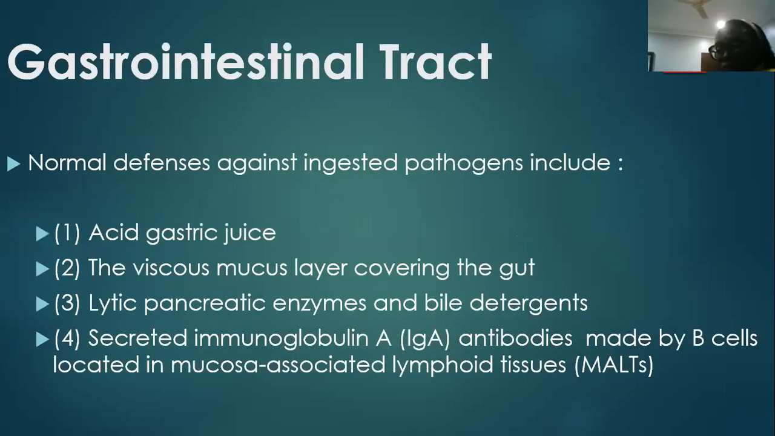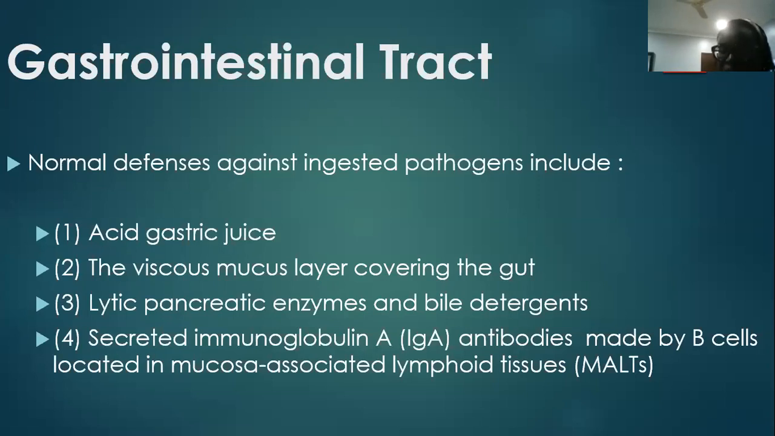Now, the normal defenses that we have against ingested pathogens taken in through the GIT are four. We have the gastric acid. Because of its low pH, it destroys a lot of microorganisms. Then you also have a viscous mucous layer of the GI, which is slippery and forms a film, so it protects the GI from penetration by microorganisms. Then you also have pancreatic enzymes and bile, which also help with killing by acting as detergents.